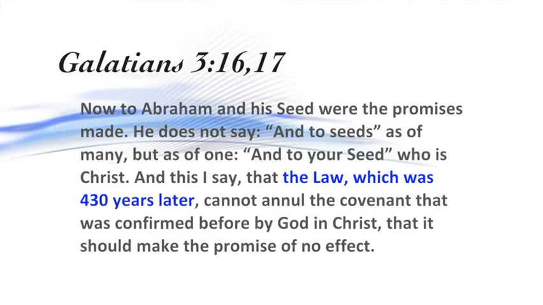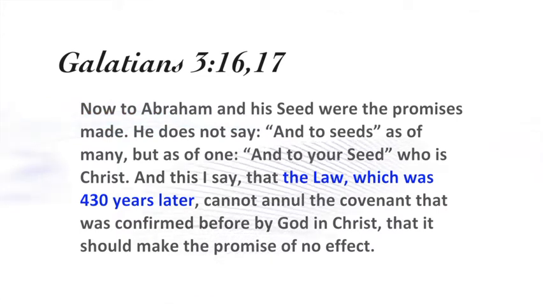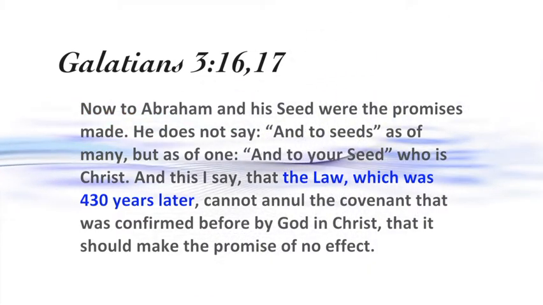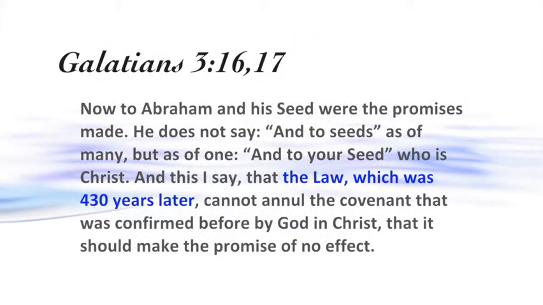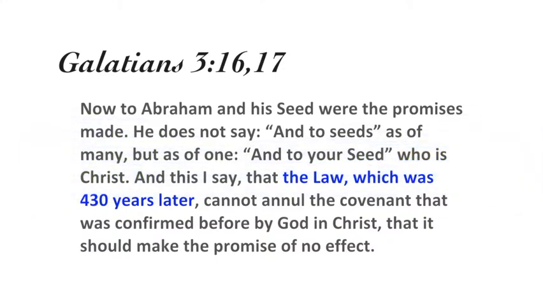That this time period of 430 years leading up to the Exodus actually started from when Abraham entered Canaan and received the covenant promise from God is confirmed absolutely, beyond doubt, by Paul in Galatians 3:16 and 17. This is what he says: "Now to Abraham and his seed were the promises made. He does not say, 'and to seeds,' as of many, but as of one, 'and to your seed,' who is Christ. And this I say, that the law, which was 430 years later, cannot annul the covenant that was confirmed before by God in Christ, that it should make the promise of no effect."